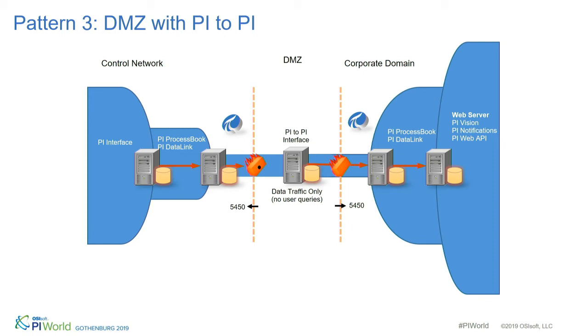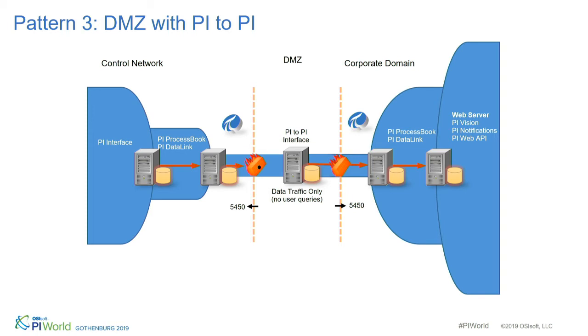This is a recommended architecture that is used by our customers in the oil and gas industry. Most of our oil and gas customers are using two PI data archives. They have one inside the control network and another one in the corporate domain. And the connection between these two systems is the PI to PI interface that is installed inside the DMZ.